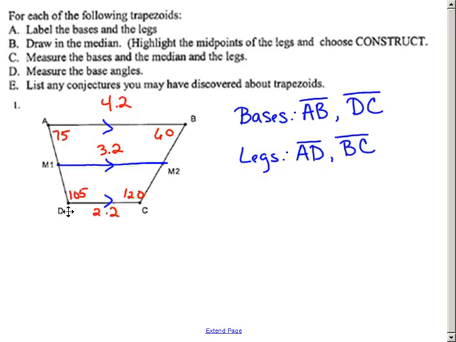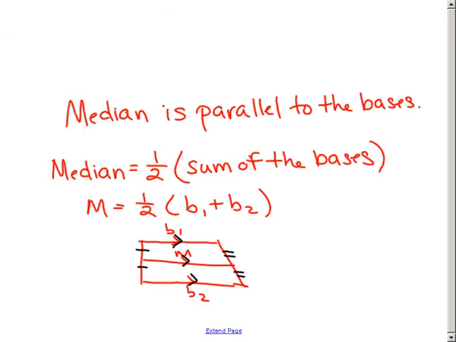Hopefully, as you guys were looking through the numbers, you noticed a pattern between the lengths of the bases and that median. A median, we know, has to be parallel to the bases. Since it's parallel, it's creating this pattern where the length of the median comes from half the sum of the bases. It's the middle. It's the average of the bases.